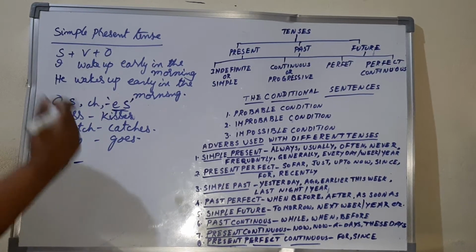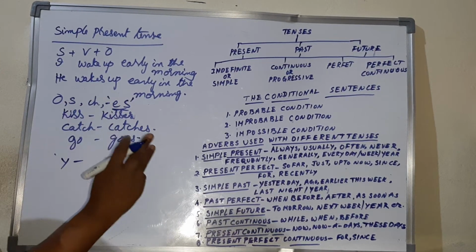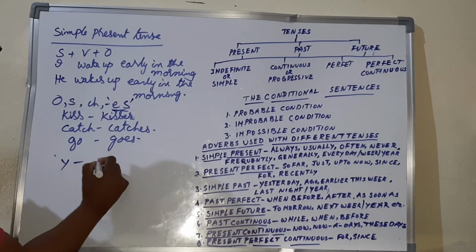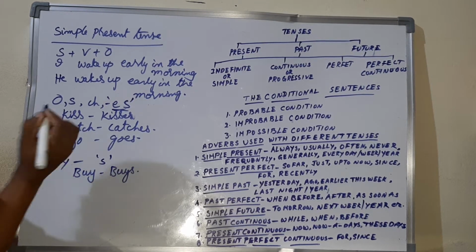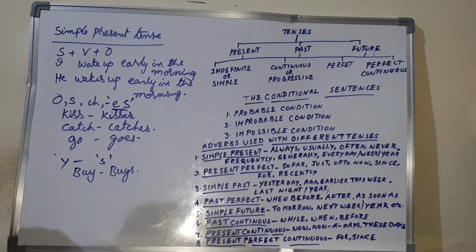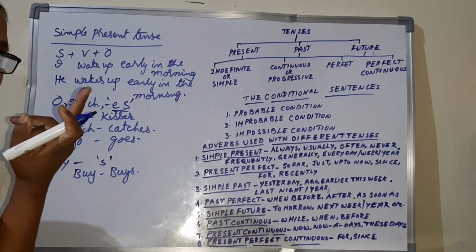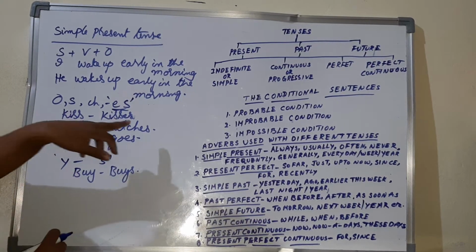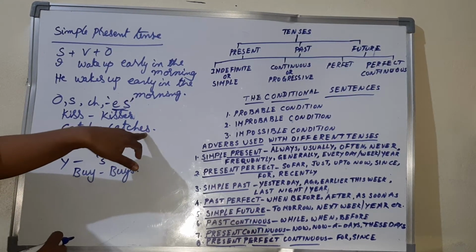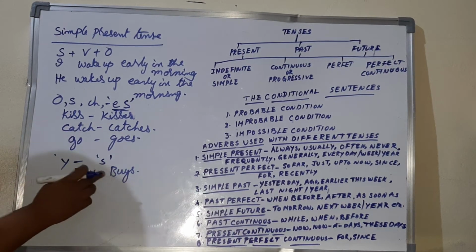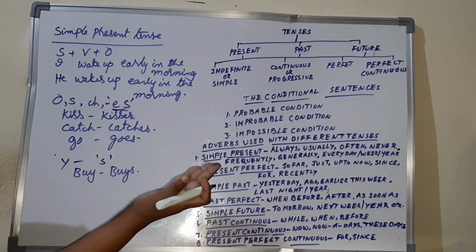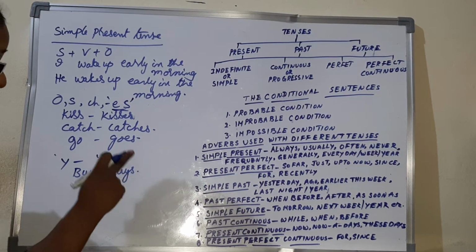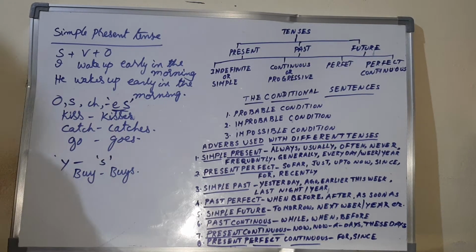In the same way, if the verb ends with y and before that y there is a vowel, then we add only s, for example, buys. Usually we get a doubt: after catch, s or es? If the word ends with ch, then we add es. If the verb ends with y and the y is preceded by a vowel, then we add only s.